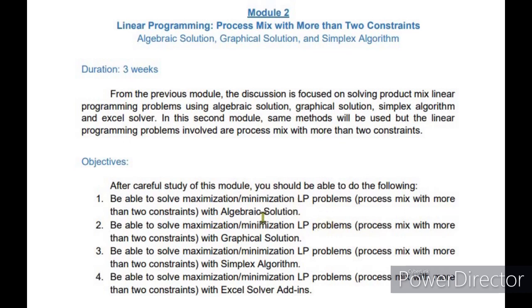The objectives of this module: after careful study, you should be able to solve maximization and minimization LP problems, process mix with more than 2 constraints, with algebraic solution, graphical solution, simplex algorithm, as well as the Excel solver add-ins.